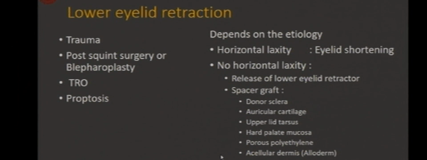Lower lid retraction can again have various causes, and how you manage it depends on the etiology. If there is horizontal laxity, you do eyelid shortening. If there is no laxity, essentially you recess the retractors or you put a spacer. These are the photographs which I have taken from Dr. Vikas.